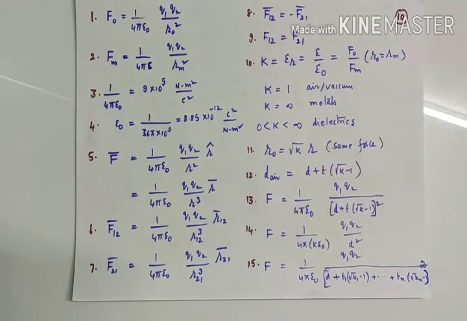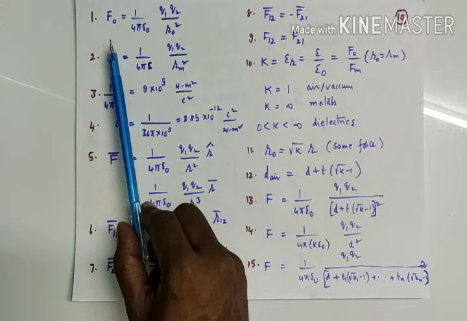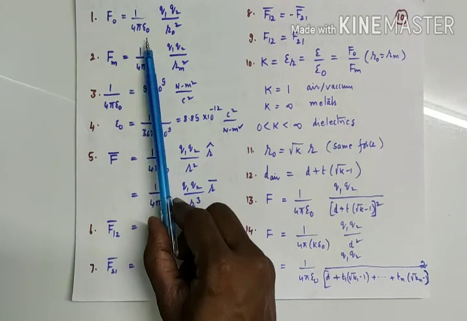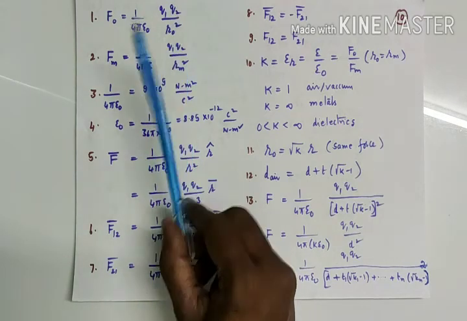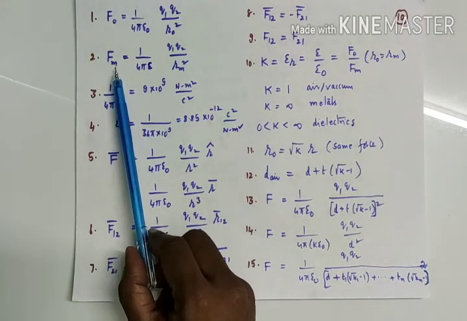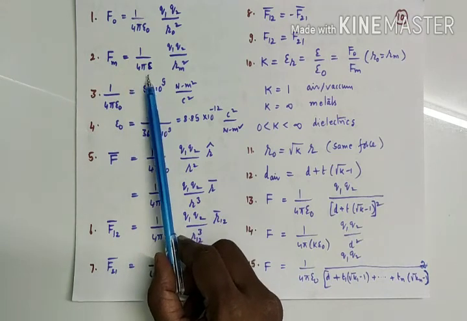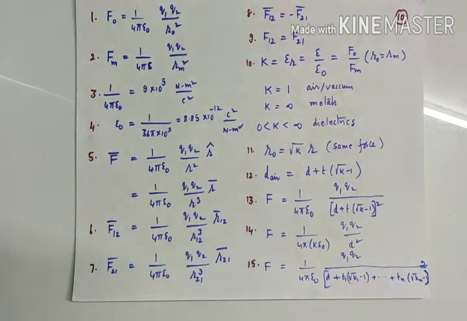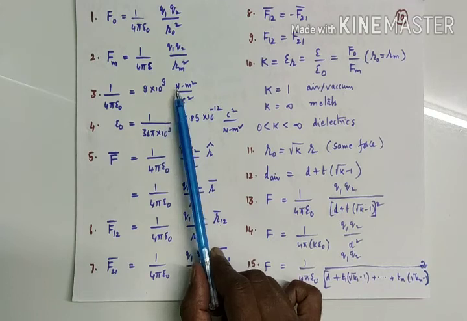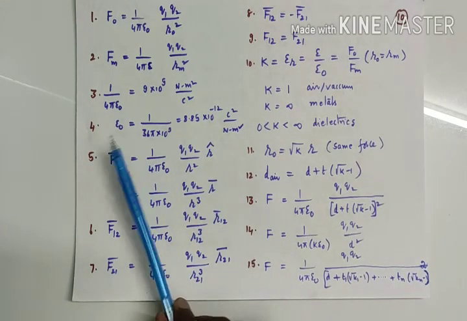So what are the different formulae we need to remember for solving various numericals on Coulomb's law? First one, force between the charges in air or vacuum F0 is equal to 1 by 4 pi epsilon naught Q1 Q2 divided by R0 square. Force between the two charges in medium Fm is equal to 1 by 4 pi epsilon Q1 Q2 divided by Rm square. 1 by 4 pi epsilon naught value is 9 into 10 to the power of 9 Newton meter square per Coulomb square.